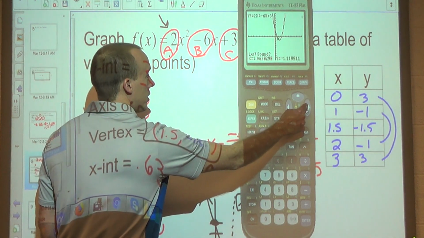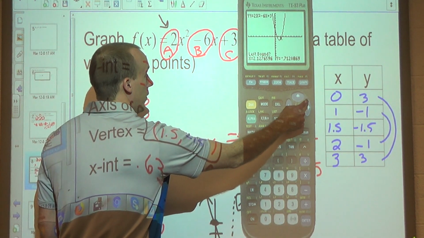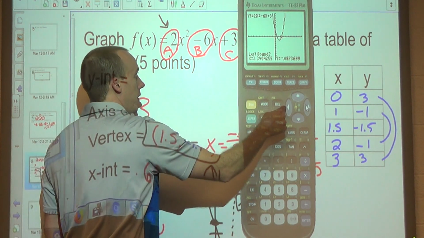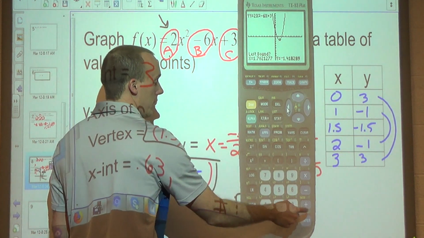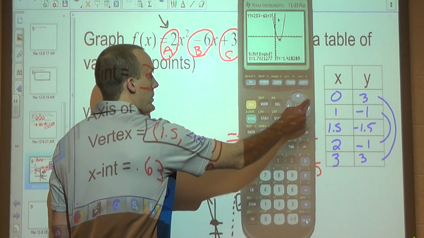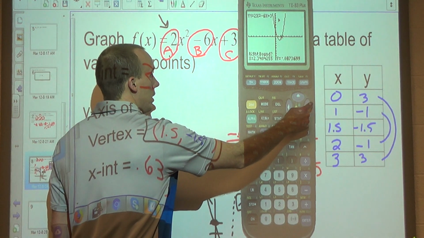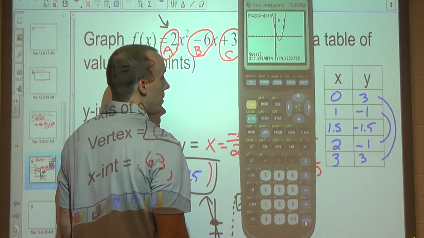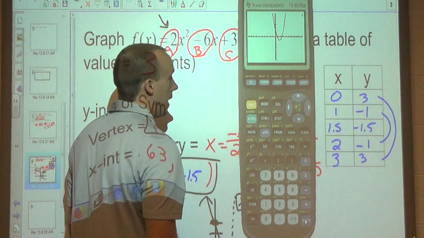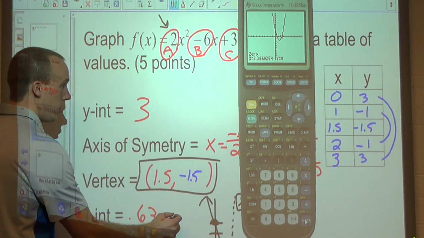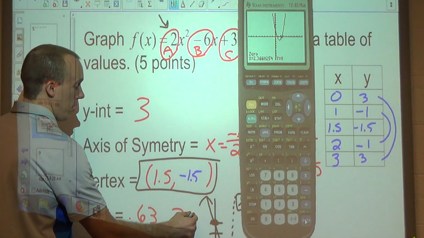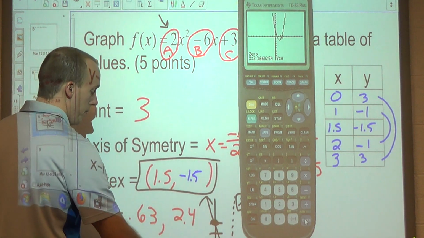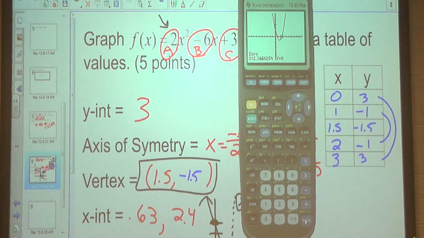Okay, left bound. So we got to go to this other one. So if you don't know which way is left, again, put the cursor on there and click the left arrow a couple times and hit enter. Right bound, click the right arrow until it crosses the x-axis, because that's the 0 of the function. And then hit enter, and then hit enter again. And we get what, 2.36, so we'll go 2.4. So there's my two crossings.